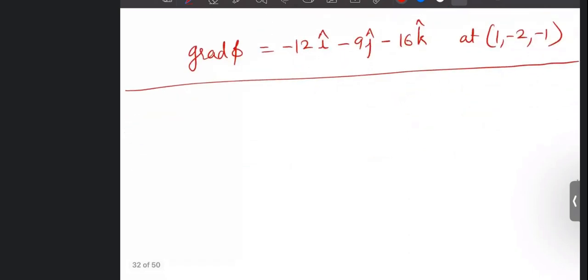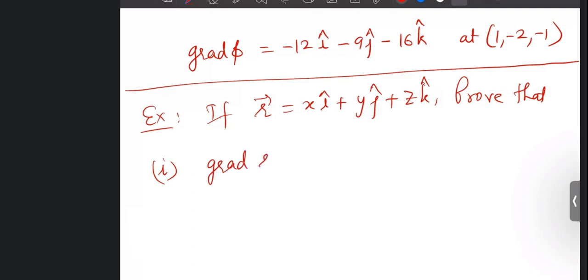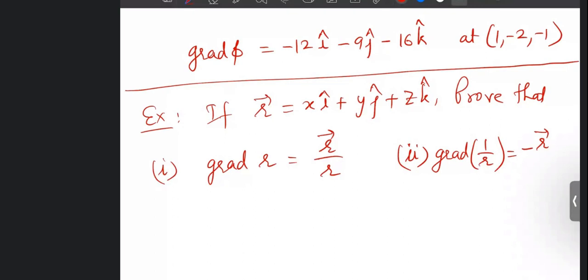Now let us consider one more example which is of a different type. If we have the vector r as a general vector, that is xi plus yj plus zk, then prove that, first part, the gradient of r. Here r is not a vector, this is a scalar quantity, the magnitude of the vector r mentioned above, is equal to vector r divided by r itself. Second one is gradient of 1 by r is equal to minus vector r divided by r cube.